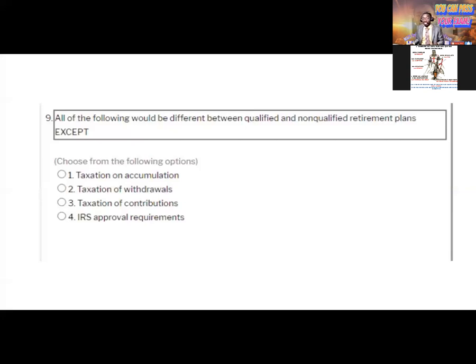3, taxation of contributions. And 4, IRS approval requirements. So let's start from down. Now the way you answer that question, teammates, let's see if it is true. Is it the same or is it different? IRS approval required in which plan? Qualified plan. Non-qualified, it doesn't. So therefore, that's the difference. So that's not what you're looking for. Taxation and contribution.